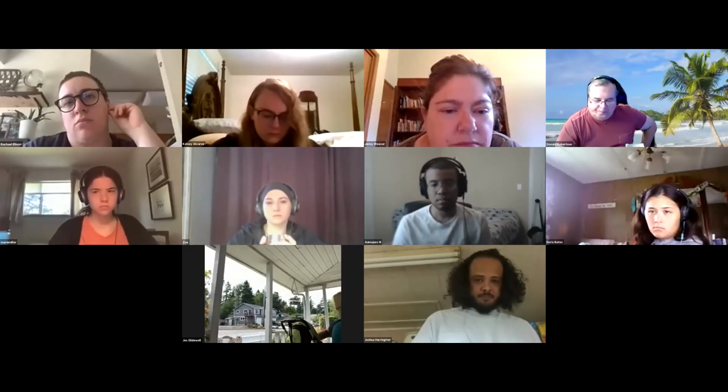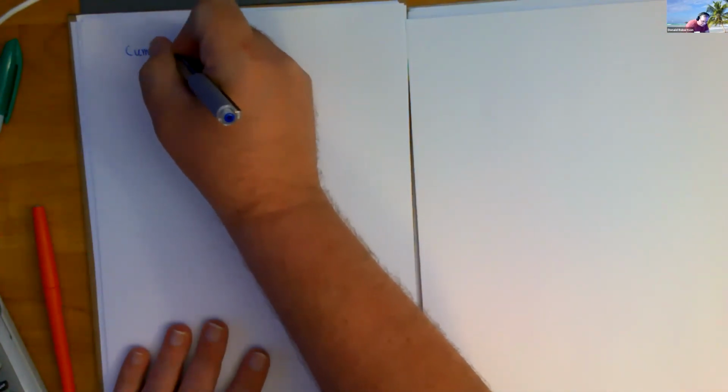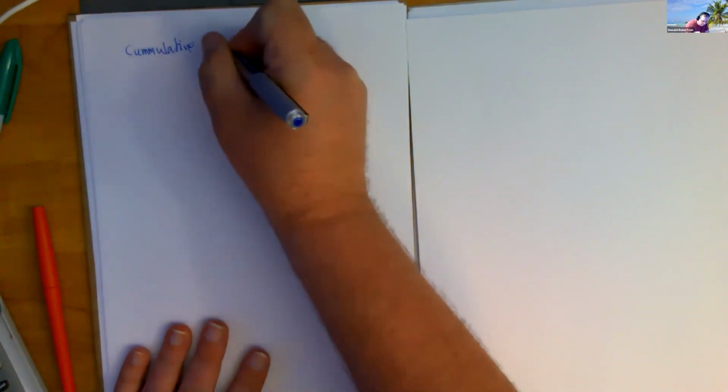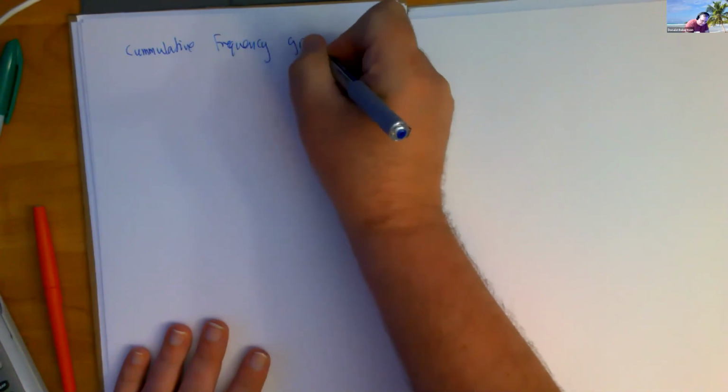And now we're going to look at a new kind of graph. So we know how to do frequency and group frequency. We know how to do histograms from those shapes, right? We've looked at those. We're now going to look at a cumulative frequency graph.